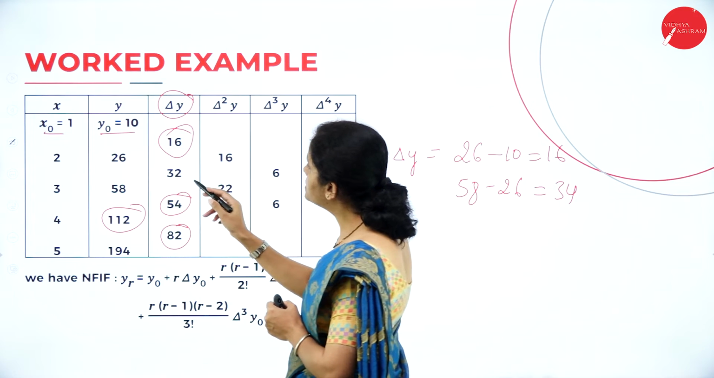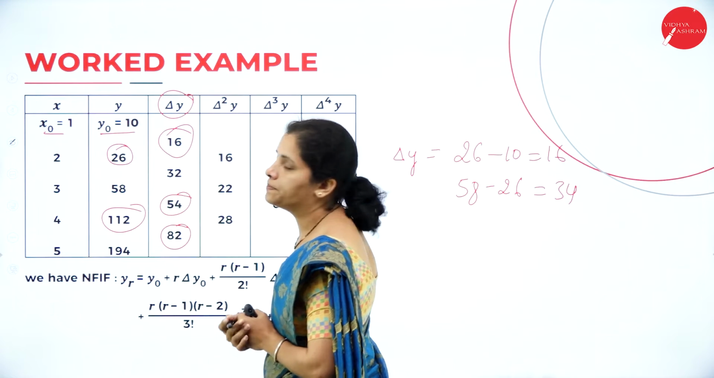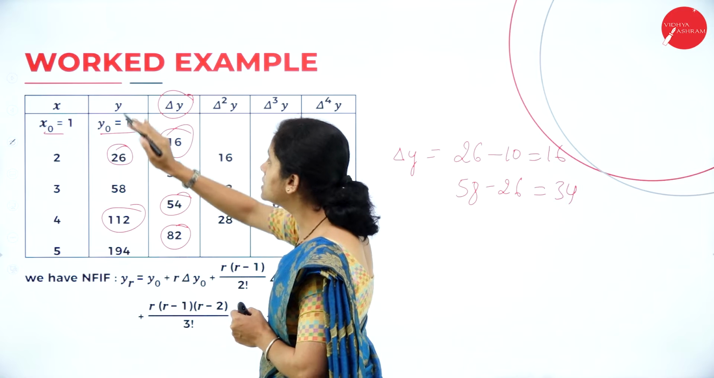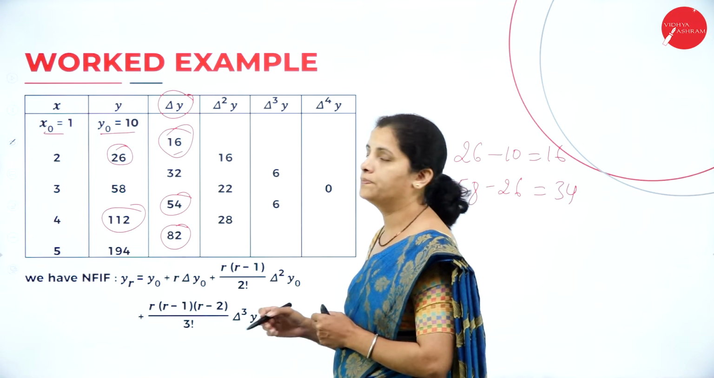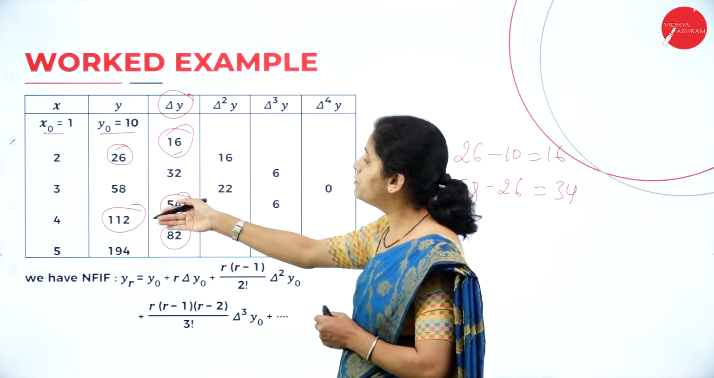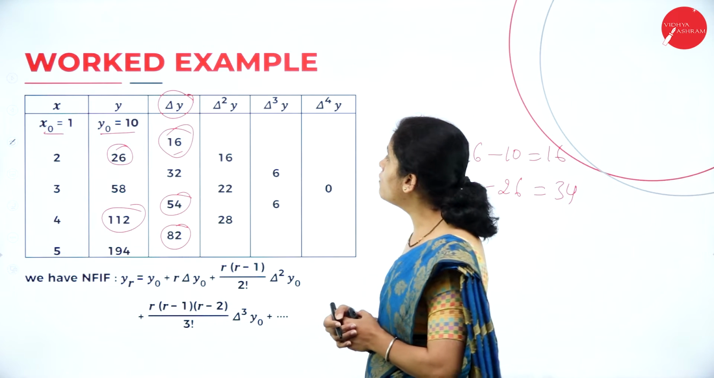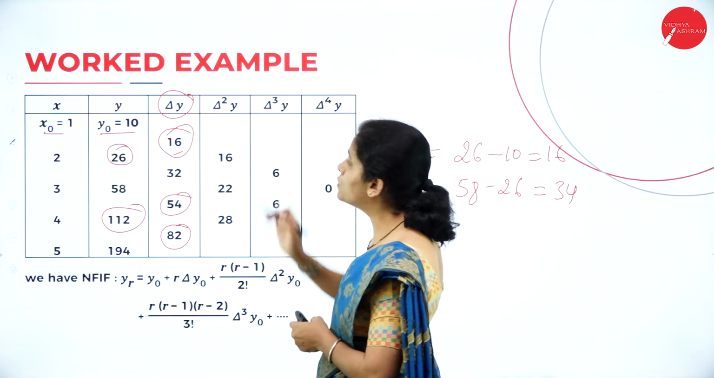Okay, I'm going to subtract 26, in the sense, I'm going to subtract 10 from 26. So 26 minus 10, it is 16. So this is the way I'm going to find delta y. Now I want to find delta square.